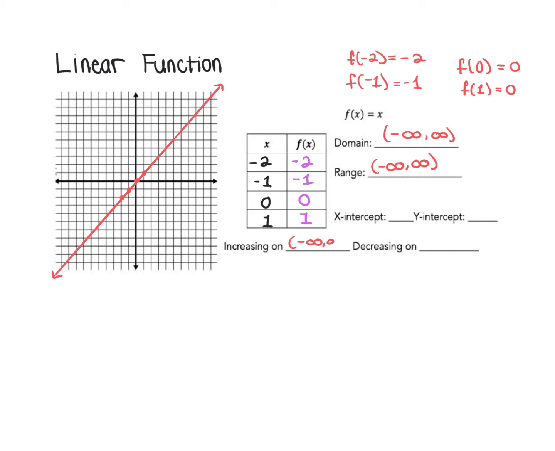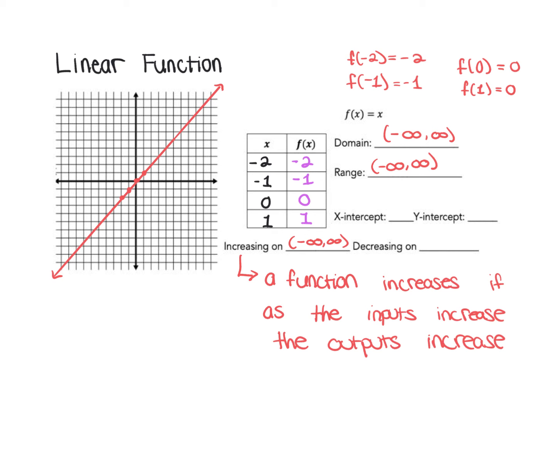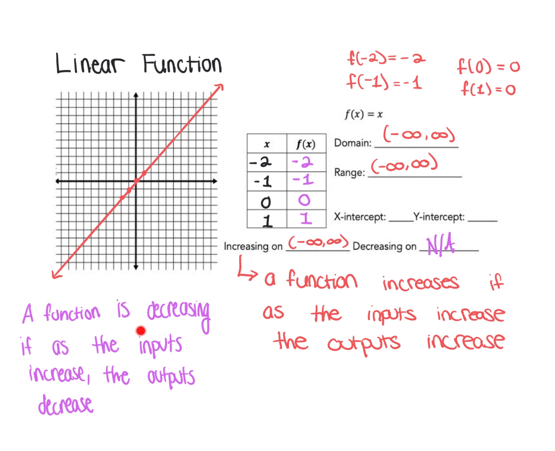So a function is increasing if as the inputs increase, the outputs increase, and a function's decreasing if as the inputs increase, the outputs decrease. So here the function's increasing the whole time, so we write from -infinity to +infinity, and it's never decreasing, so we write non-applicable. And then for our x and y intercept, it's the same value, it's 0, 0.